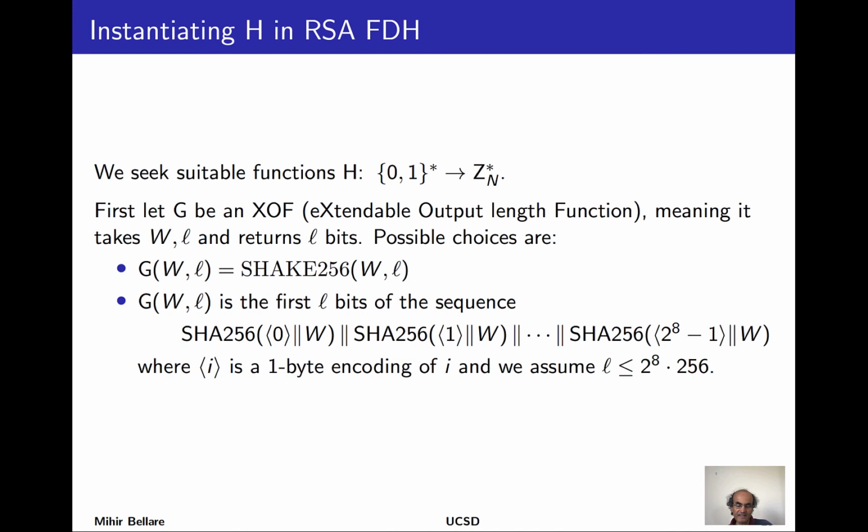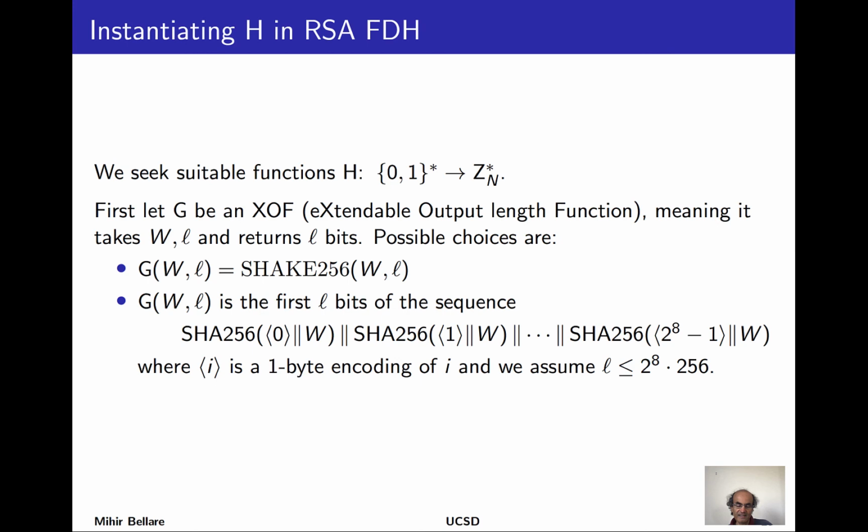And that gives you a quite long sequence of bits, a sequence of length about 2 to the 8 times 256. And now you look at this sequence and your G function will take as many bits as it needs from it, the first L bits. Of course, this requires an upper bound on L so that it doesn't exceed the number of bits in this sequence, but that's almost usually true. And if it isn't, you just make those 1-byte encodings 2 or 3 bytes or whatever.